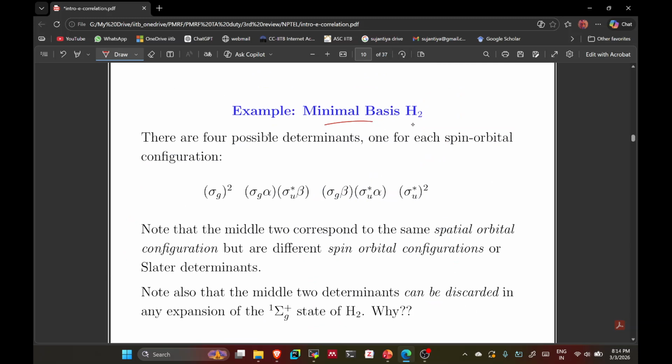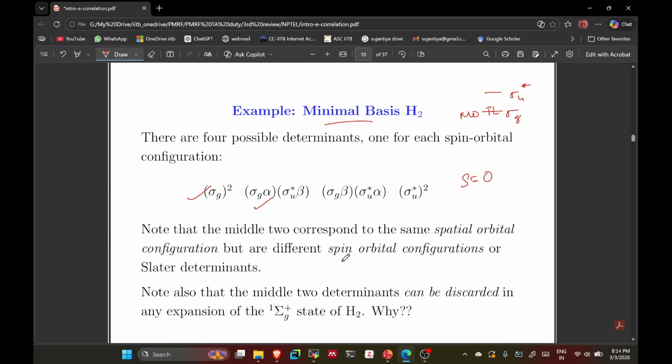This is a minimal basis of the hydrogen molecule. So for the hydrogen molecule you have two orbitals, sigma g and sigma u star, right? So now each MO can contain two electrons. So now you have four possible determinants: sigma g alpha beta, sigma g alpha sigma u beta, and so on. So here actually the total spin is zero. So it's a singlet state that they are talking about.